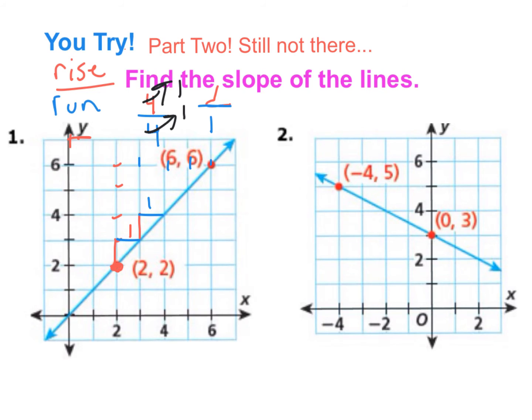So let's go on to problem 2. So we're going to write our formula again. Rise over our run.